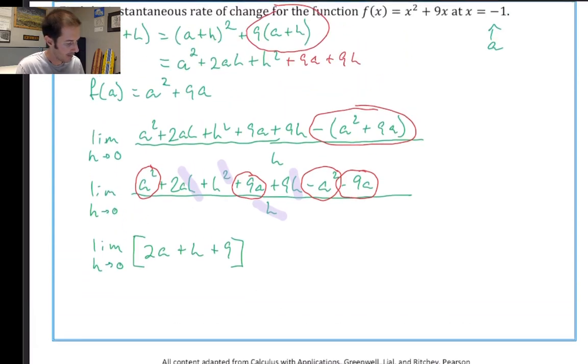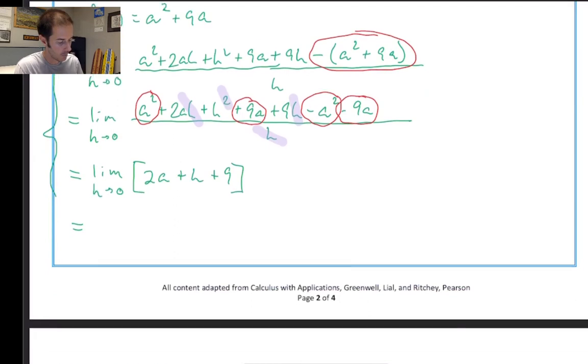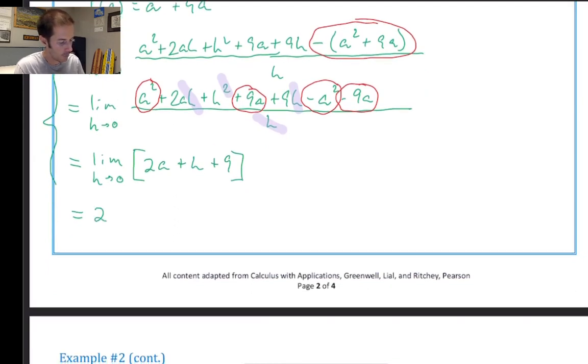And honestly, let's put an equal sign here and here, because these three statements are equal to each other, and then I'm going to put another equal sign down here because this is equivalent to all of those. Now all we have is the 2a and the plus 9 because h went to 0, so that term zeroed out.